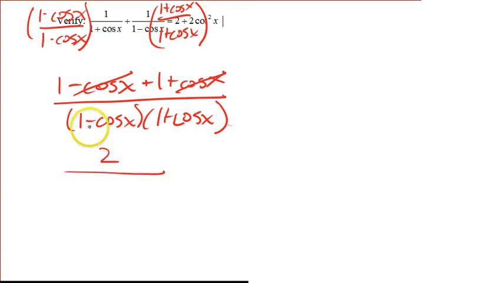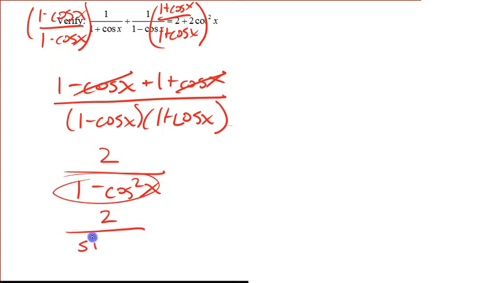And we might recognize our denominator here as difference of squares, right? (a minus b) times (a plus b). That's going to give us a squared, just 1, minus b squared, cosine squared x. Aha, and remember we're constantly scanning for Pythagorean identities. 1 minus cosine squared x, that is just sine squared x.